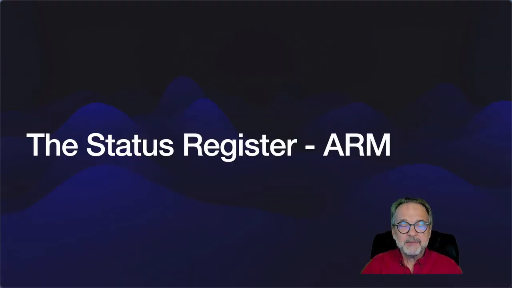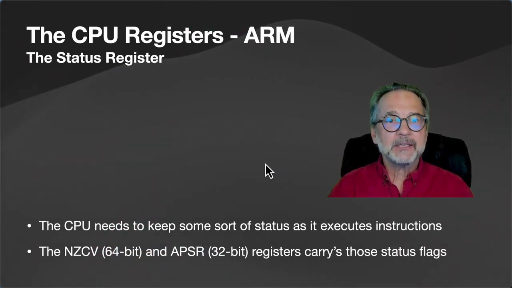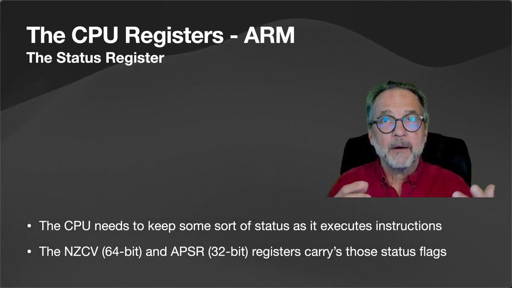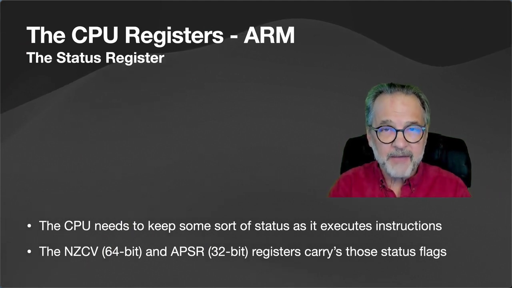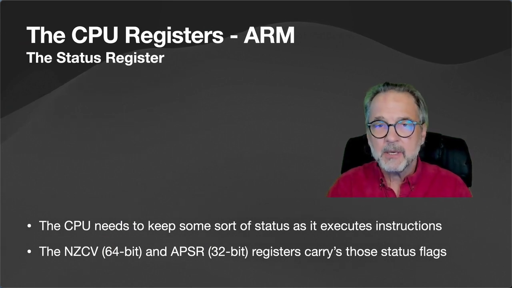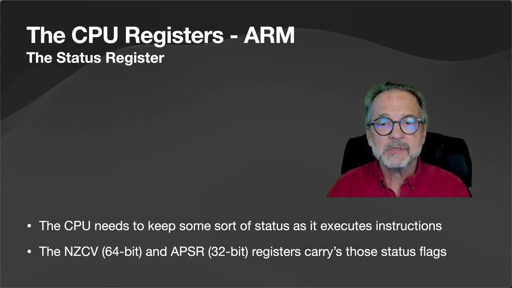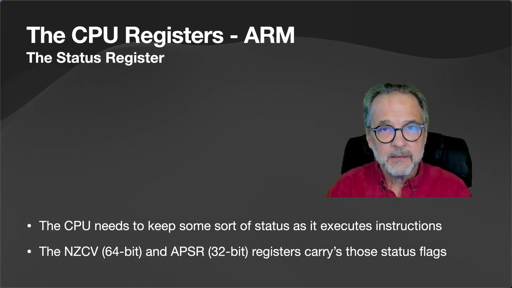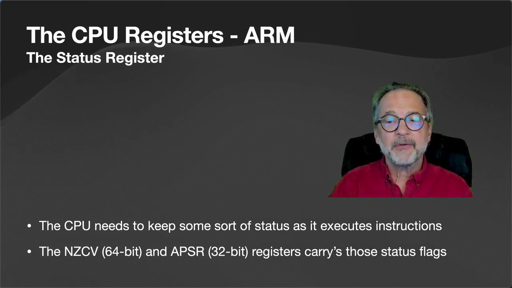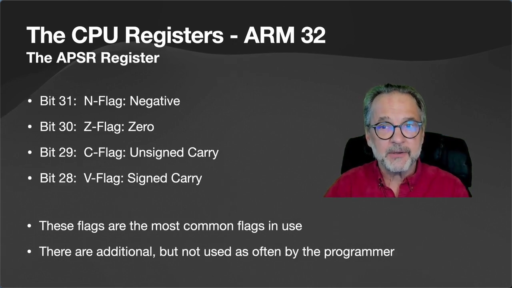Okay, we're back to the presentation. Let's take a look at the status registers in the ARM processor. So status registers in ARM are there to have a status of the CPU at any time, to see whether there's problems, whether there's been some issues with operations. And for 64-bit, it's the NZCV status register, and for 32-bit, it's the APSR. Let's take a look at what each one of those does.